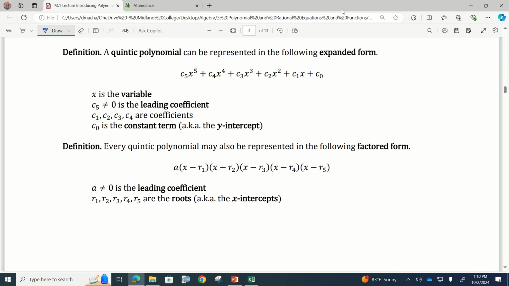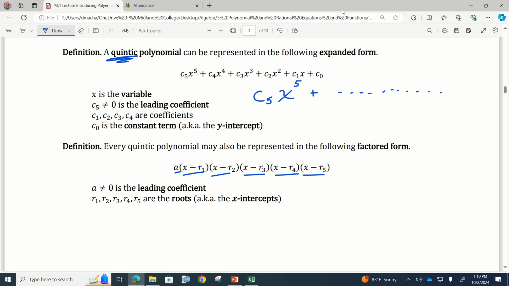And so maybe you're noticing the pattern. I might have a quintic polynomial, and a quintic polynomial would just be some constant that I call c5 times x to the fifth power plus blah, blah, blah, blah, blah. That's how you type it out. And I could also factor every quintic polynomial, but this time I have a leading coefficient times 5 different factors with 5 potentially distinct roots, or maybe they're repeated.